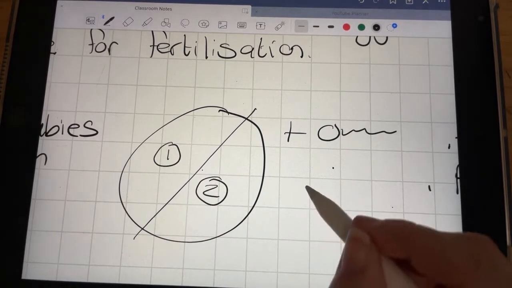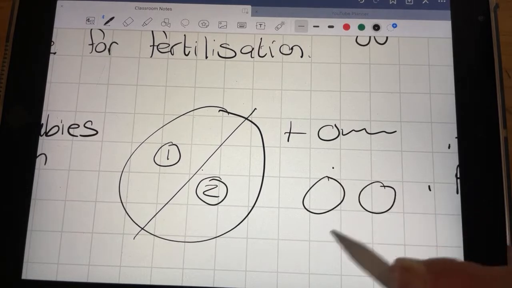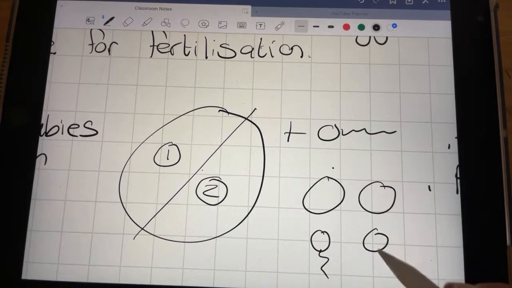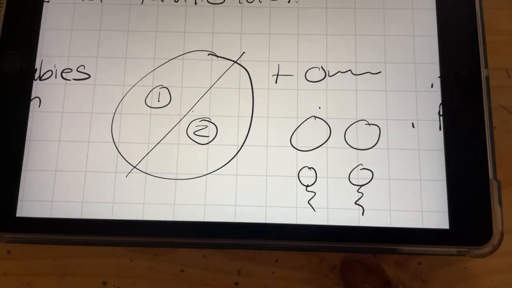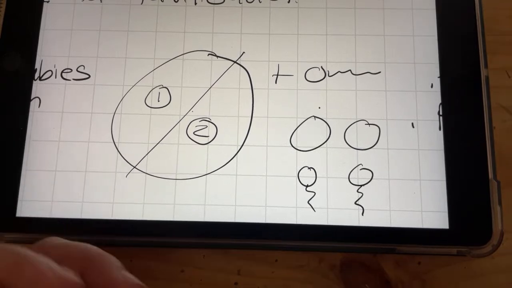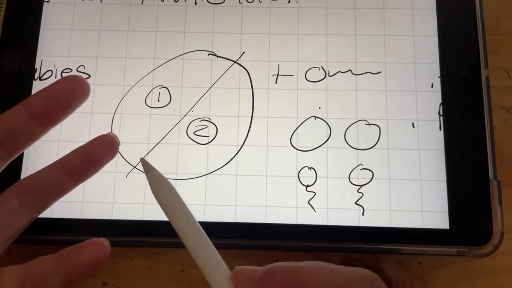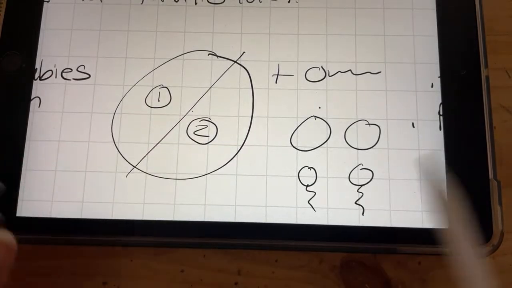The other thing is you could get 2 egg cells and 2 sperm cells, and then you can have non-identical twins. And the same thing happens with triplets. You get non-identical triplets and you get identical triplets. If they're identical, they've shared an egg. If they're non-identical, they haven't shared an egg.